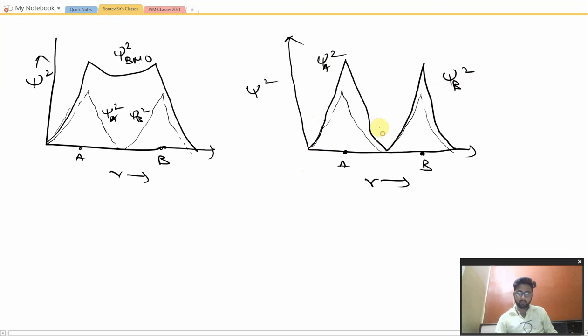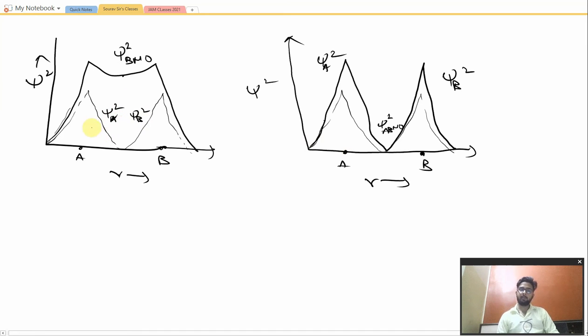and this part is the psi square ABMO. Okay, this point is the chi square ABMO and this point is the chi square BMO. Now what is BMO and ABMO? From the diagrams you can see that the atomic orbitals of the species A and B had their wave function probability densities as psi A square and psi B square in both cases.